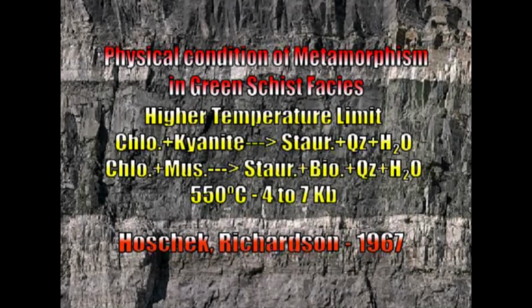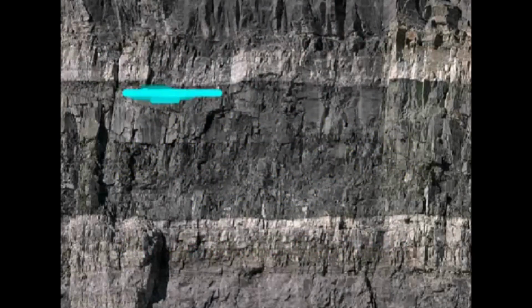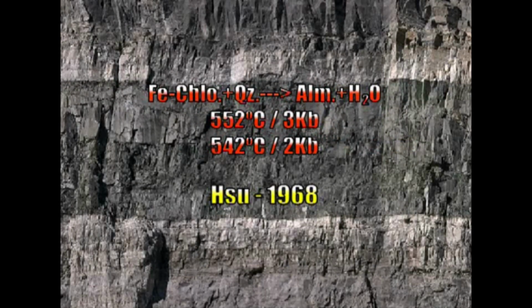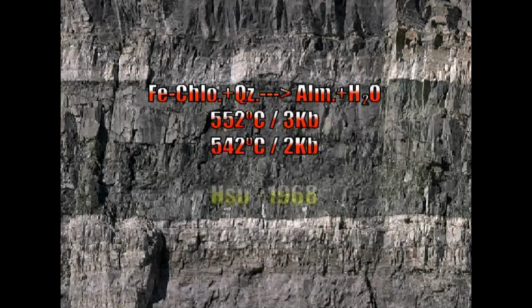Further, almandine is the common and important mineral in upper limit of greenschist facies. The garnet is formed by the breakdown of chlorite: FeMg chlorite plus quartz give rise to almandine plus water. This reaction was carried out by Hsu in 1968 at 552 degrees centigrade 3 kilobar, 542 degrees centigrade at 2 kilobar.